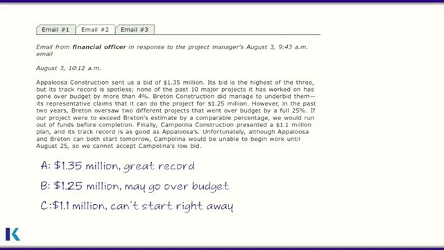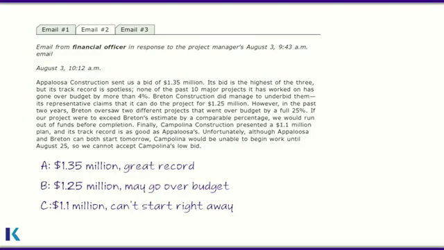Before moving on to the next email, just take a moment to think strategically. The financial officer never draws an explicit conclusion about which company should be hired, but his opinion is pretty clear. Breton would cause the company to run out of money for the project, and Campolina's delayed start is unacceptable, so the financial officer must be in favor of Appaloosa.